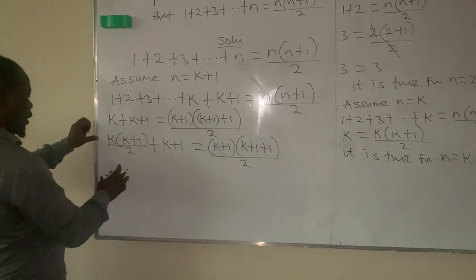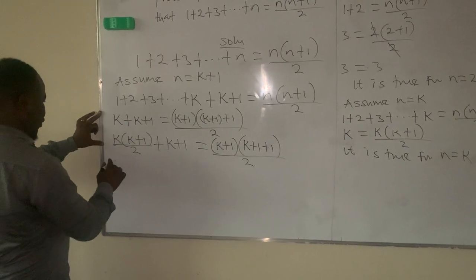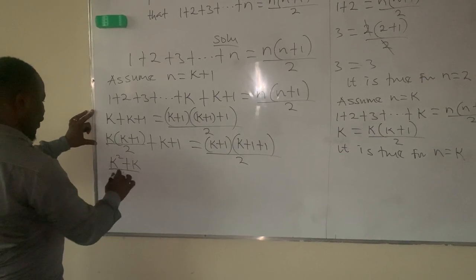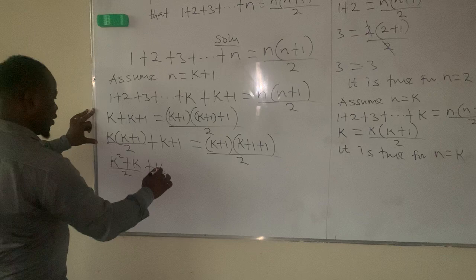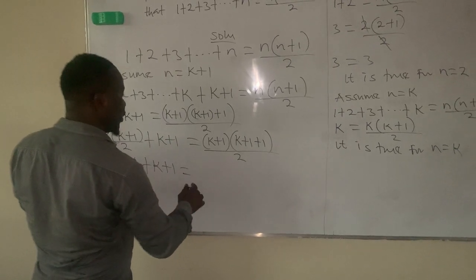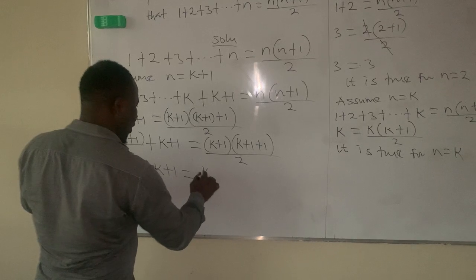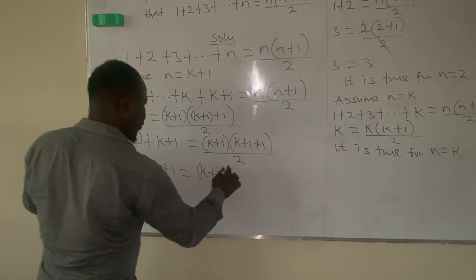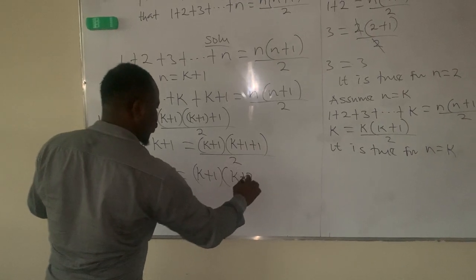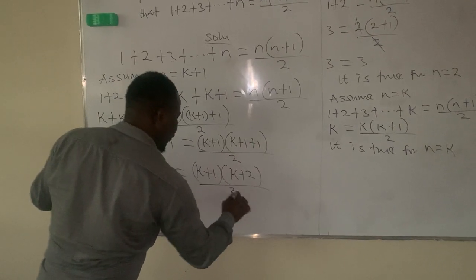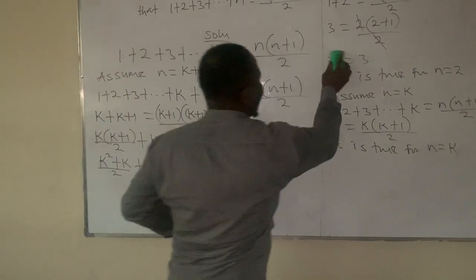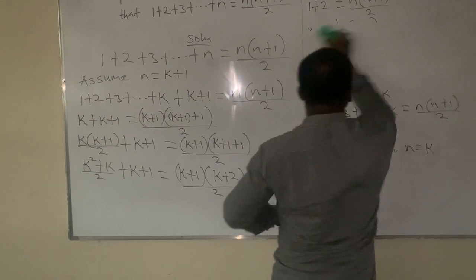Okay, so if you agree with me, let's multiply out this bracket. If we multiply it out, we have (k squared plus k) all over 2 plus (k plus 1) equals, the right answer will now be (k plus 1)(k plus 2) all over 2.